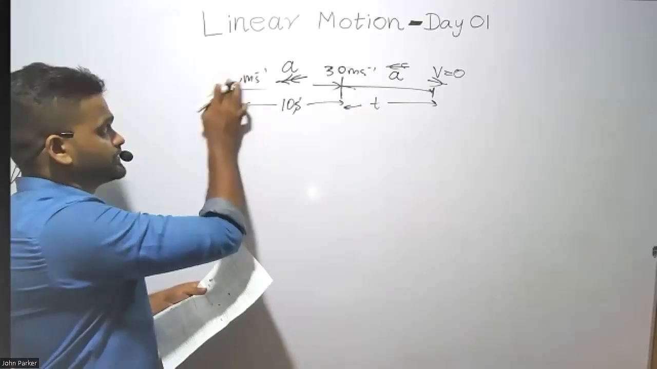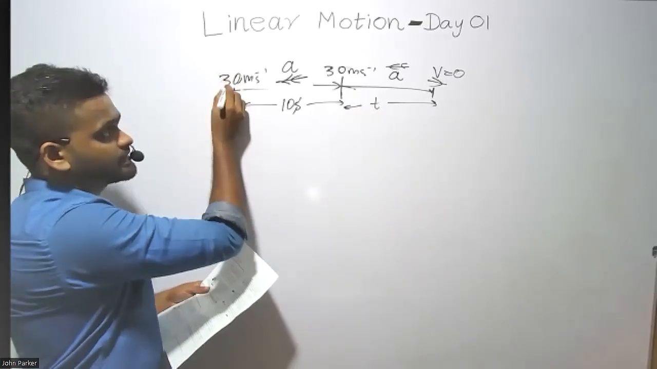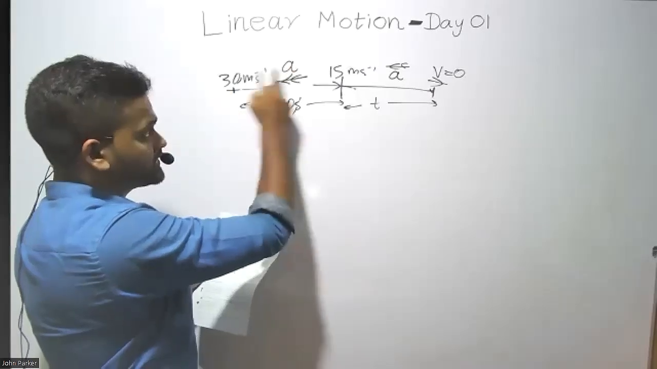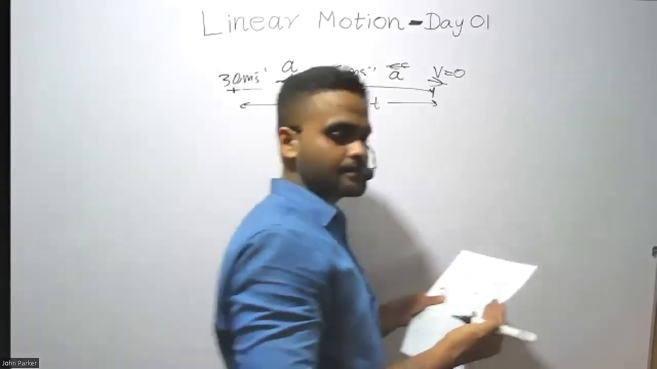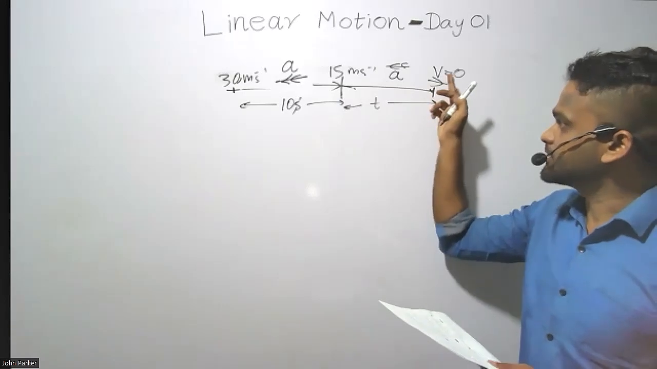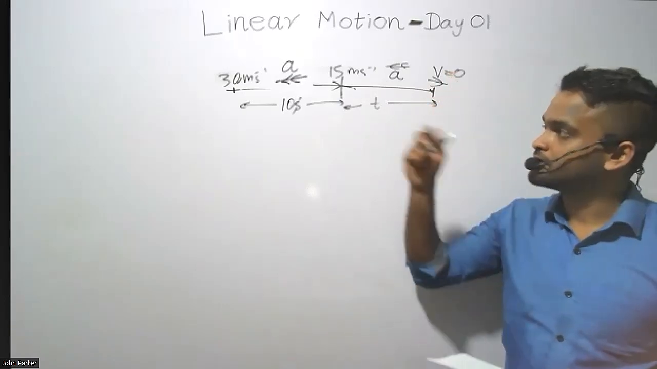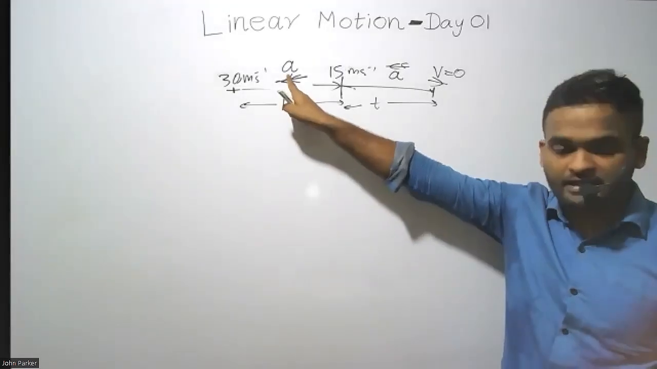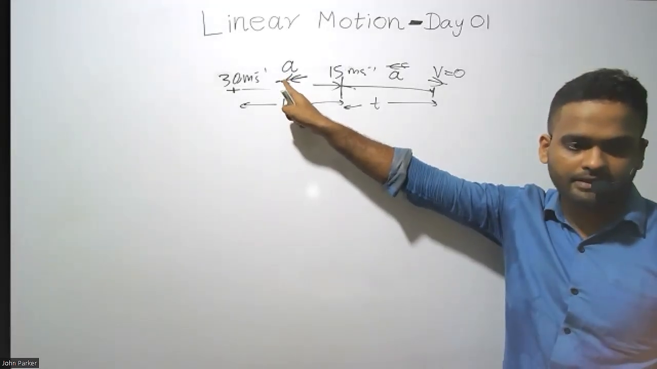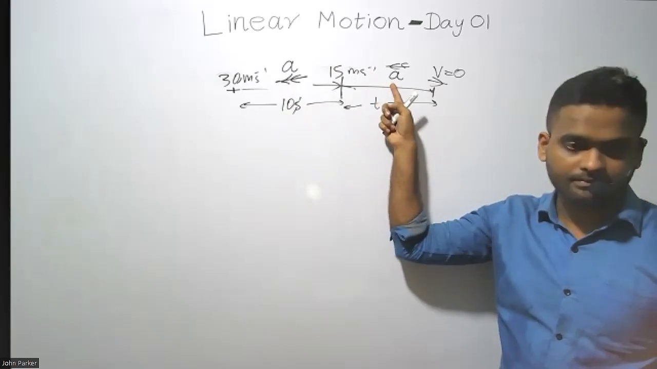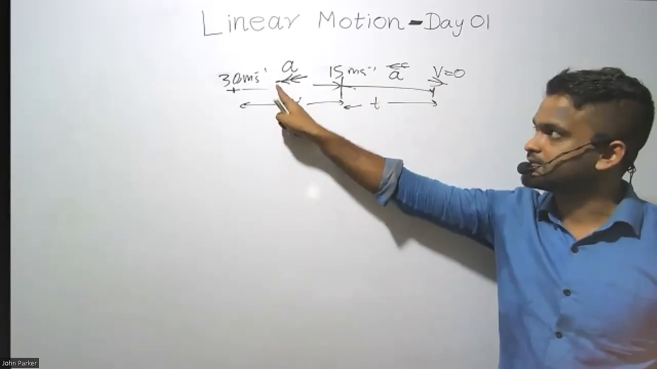Yeah, 30. Initial velocity is 30 there. Then 15. Velocity decreases from 30 to 15. Then this is deceleration, right? Finally, it stops here. So the first thing is you need to find this deceleration. Without finding that, you cannot find this time, because the same deceleration is here and here. So how do you find this deceleration?